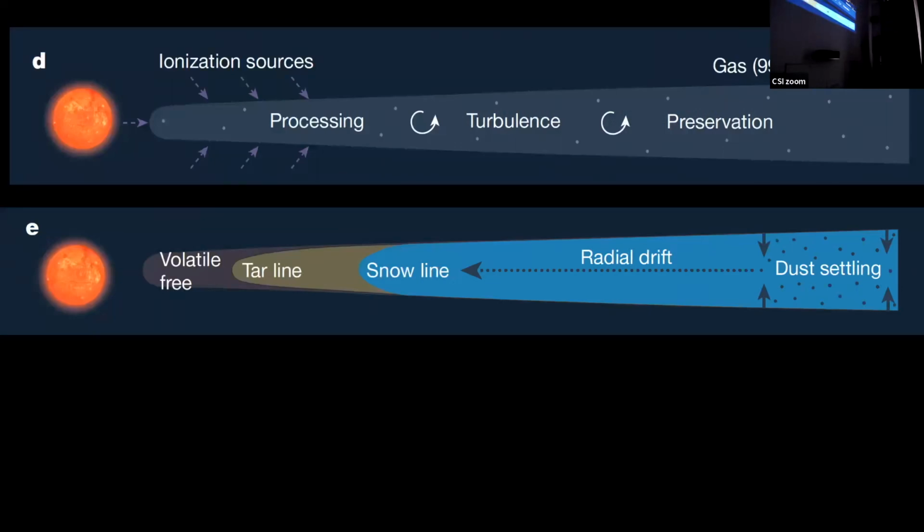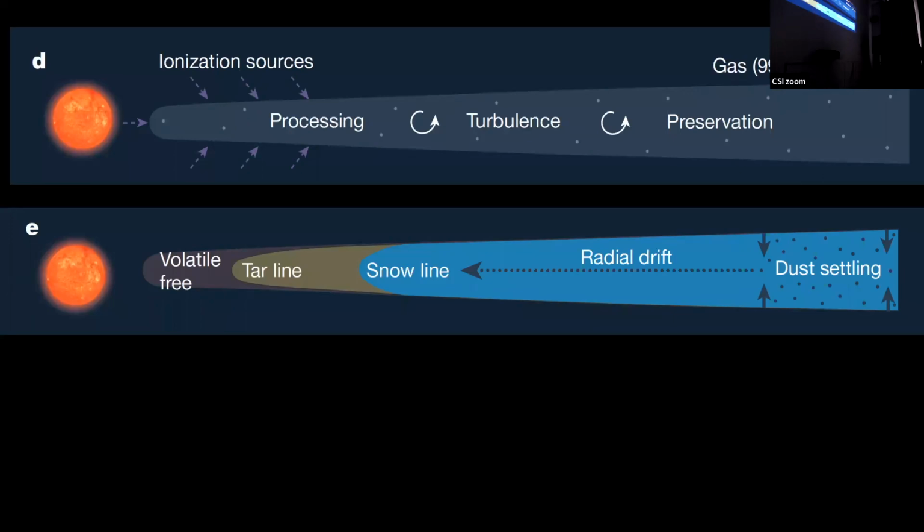And then there is also a gradient of temperature, with dust settling taking place. We have what is called a snow line, an area beyond which water ice, CO2 ice, and CO ice can exist. And closer to the star, the gradient of temperature prohibits the existence of such icy grains.